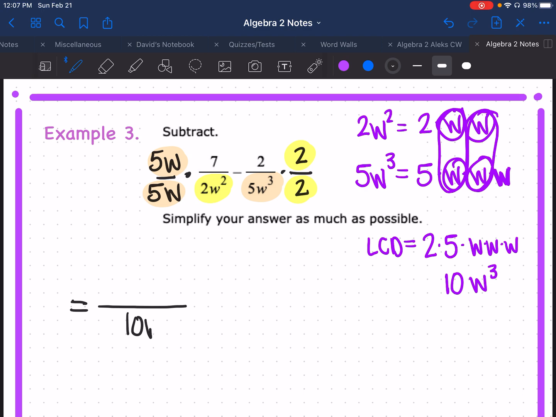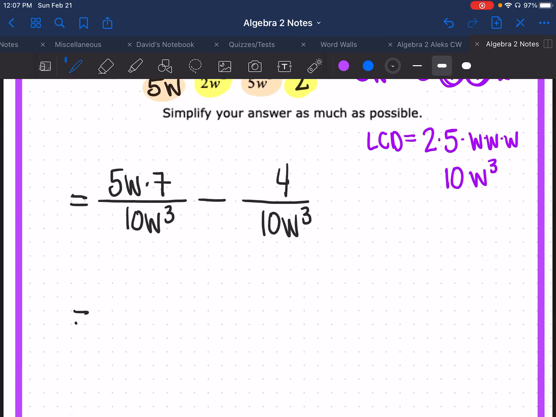All right, I've got 10W cubed on the bottom, and I have 5W times 7. I can go ahead and multiply. Oh, I forgot to remind myself that I was subtracting. I had to go and look. It is okay. You're going to have to multiply the 5 times the 7. You can do that. That's exactly going to be our next step if that's what you were thinking. And 2 times 2 is 4. So I'm going to go ahead and I'm going to multiply. 5 times 7 is 35 W minus 4 over 10W cubed.